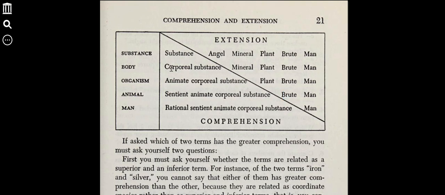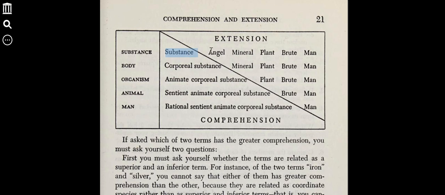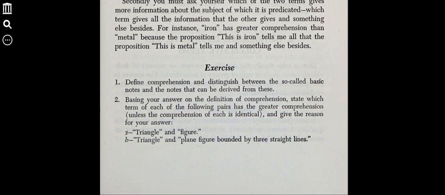Or on the other hand, we think about substance. Substance has a very small comprehension. So basically, a substance is a being that exists in itself, in some relatively independent sense. It's an individual object we can point to that exists in itself. So it's a very small comprehension, but the extension is very large. So it would include man, brute, plant, mineral, angel, God, okay, and so on. Okay, so let's go through some exercises and preview this at least.